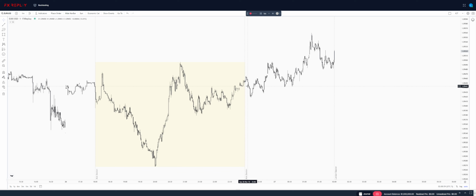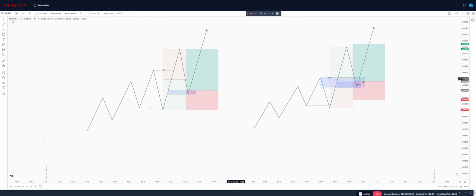Now, if you don't know the continuation model, here is a little preview of that. If you do, you can skip ahead. So let us quickly cover the continuation model. We have 4 variants, 2 being a bullish one. So let's cover the first one right here.